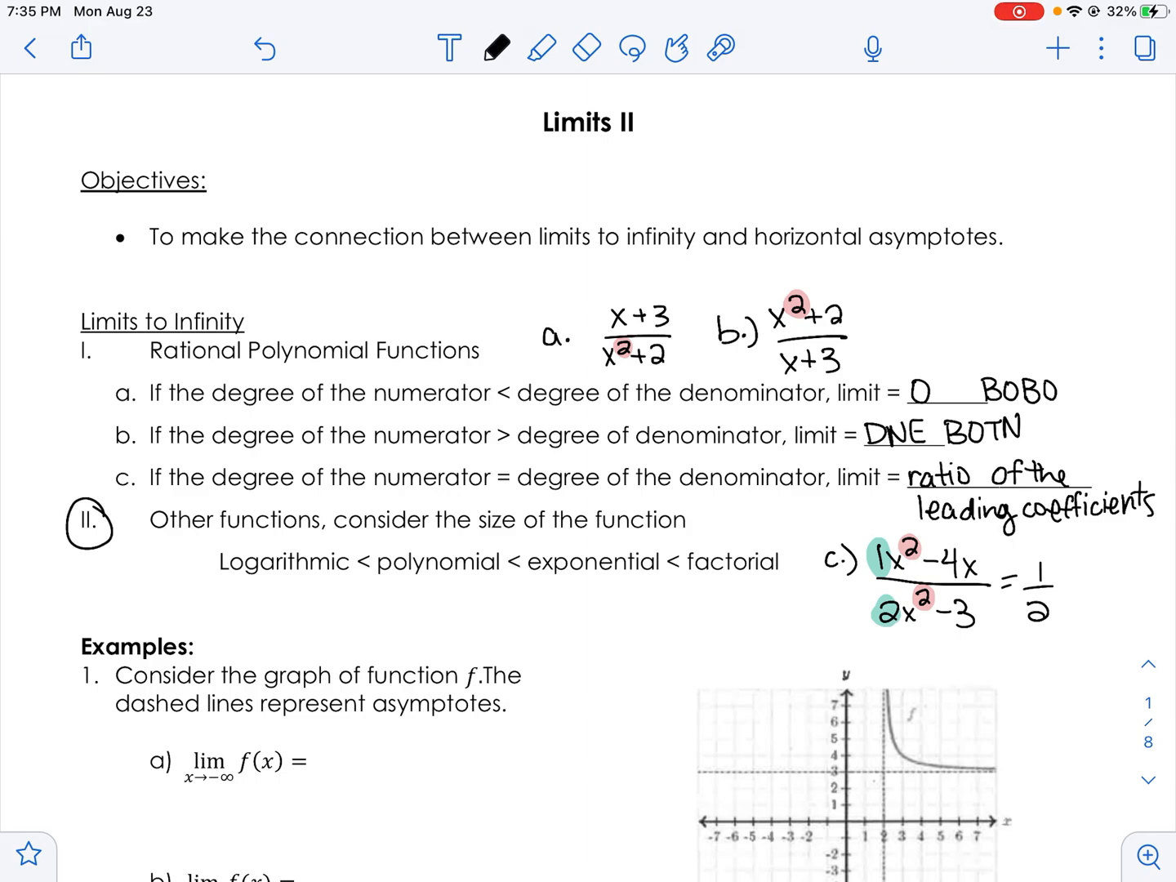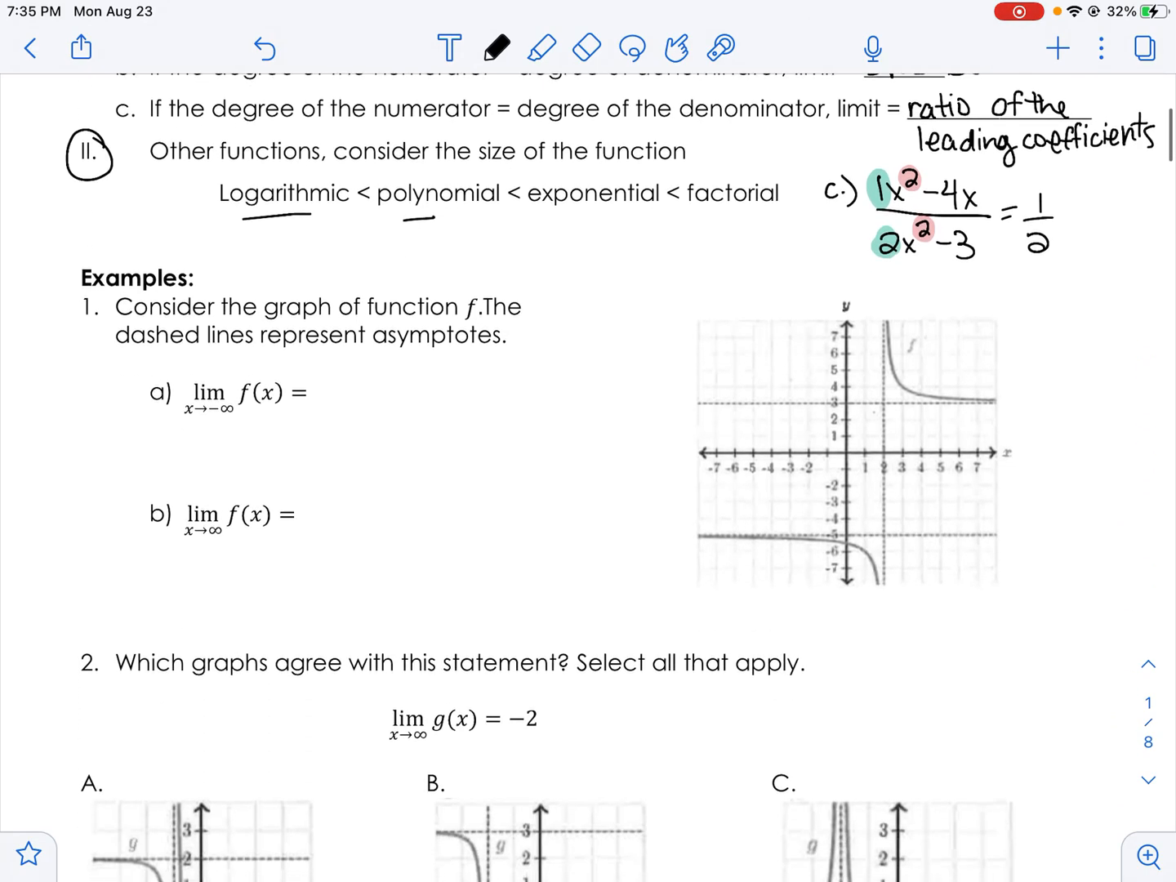Now number 2 is going to help us when we're dealing with non-rational functions. The order from smallest to biggest: the smallest is logarithmic functions, then polynomial functions, then exponential, and the biggest function would be a factorial.